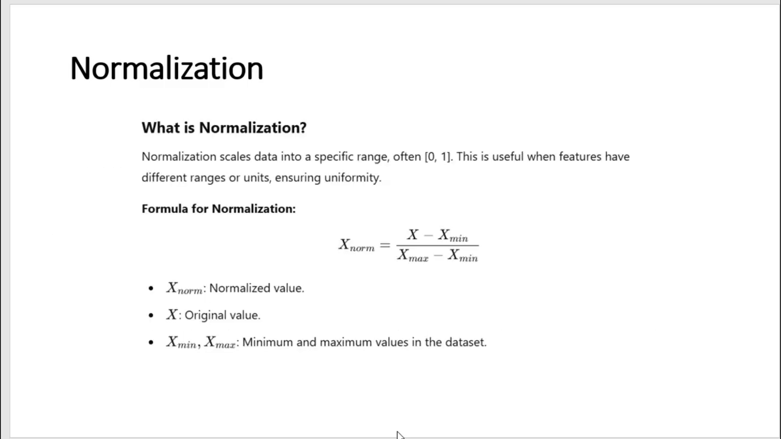So what is normalization? Normalization is very simple. Normalization scales the data between 0 and 1. This is used when features have different ranges or units, ensuring uniformity. The formula is very simple. We subtract the minimum value from each data point, then divide by the maximum value minus the minimum value. This is called normalization, so the normalized value is between 0 and 1.